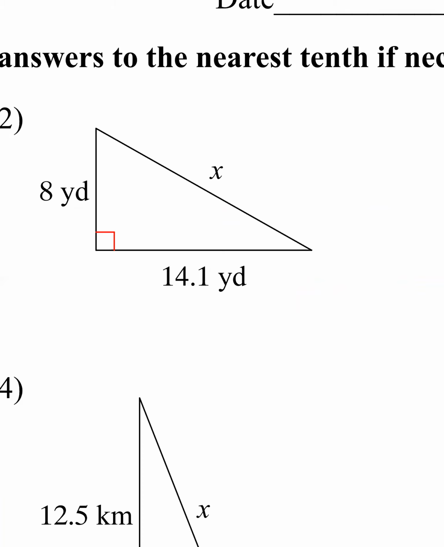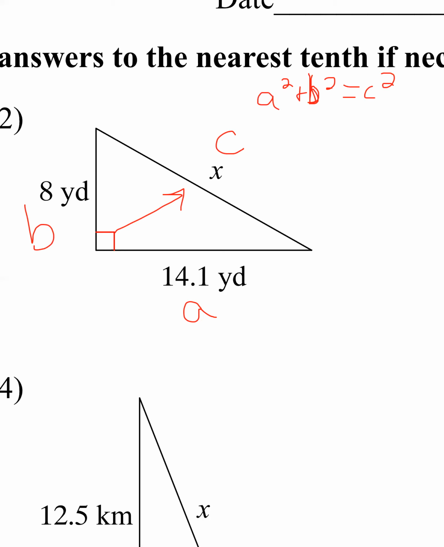So number 2. Same idea. I'm going to do a squared plus b squared equals c squared. Okay, this time I'll call this A and this B. Just make sure that C is always the one across from the 90-degree angle. Okay, and it doesn't matter, you could have done it the other way than me.